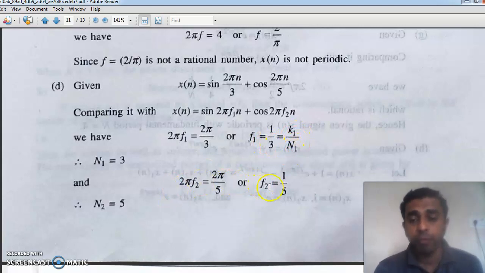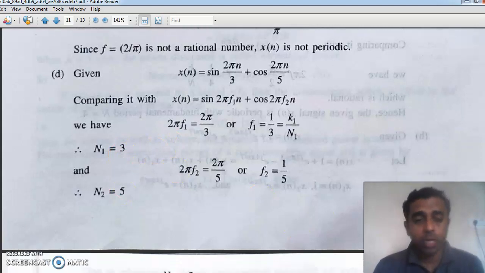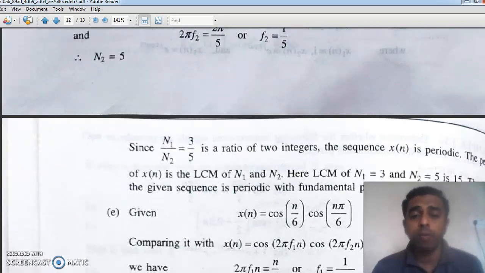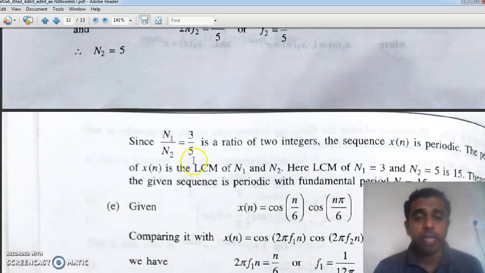Likewise, you can say f2 also is equal to 1 by 5. So what is the frequency here, and what is the time period, just the reverse of that, that is 3, and here it is 5. Now what is the fundamental period of that composite, the LCM of n1 and n2, that is n1 by n2 is equal to 3 by 5, that is 3n2 equal to 5n1. So that is the case.